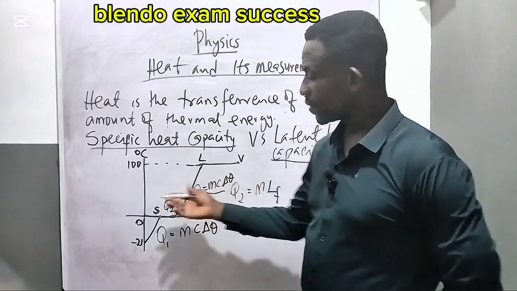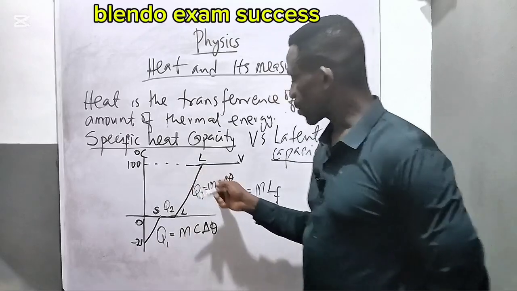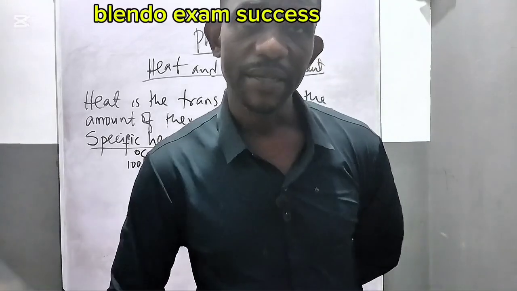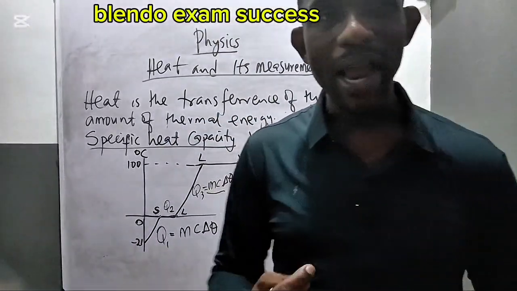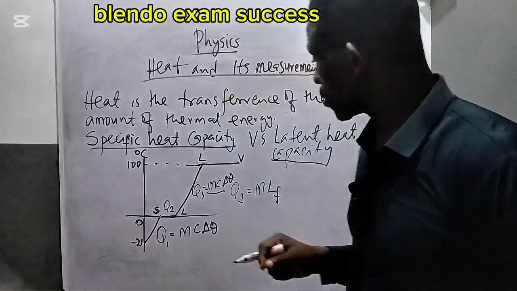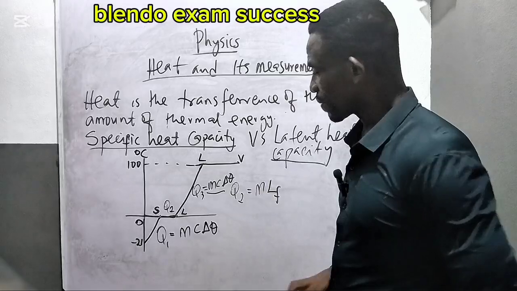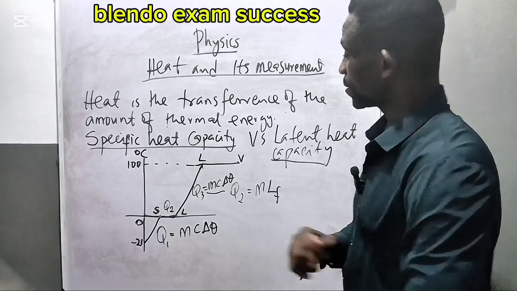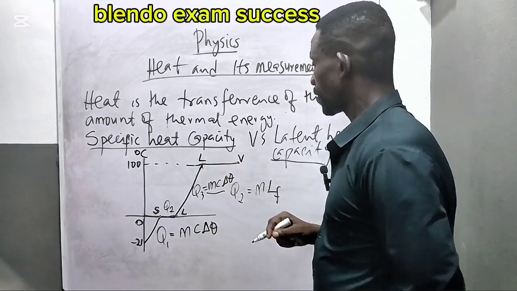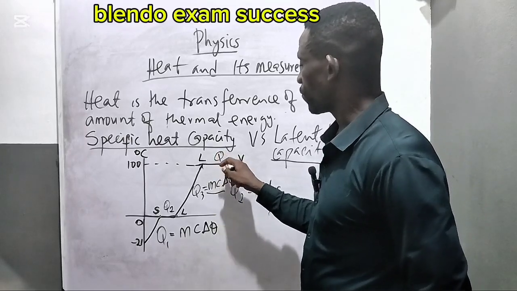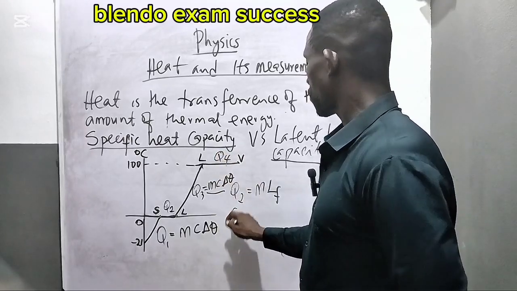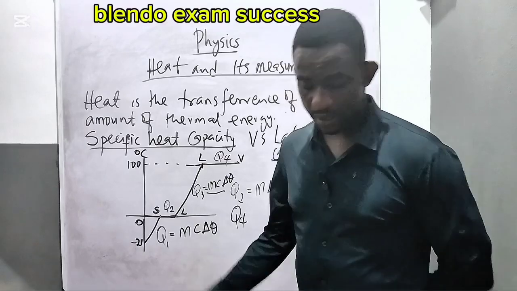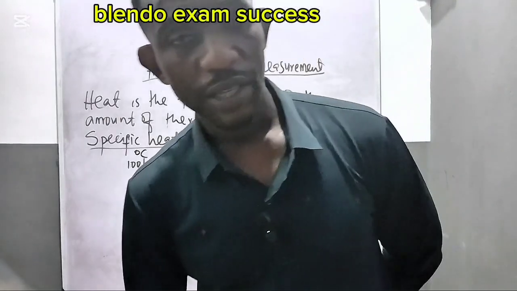So long as we have change in temperature, we must talk about specific heat capacity, because specific heat capacity is the quantity of heat required to change the temperature. Now, we get to the vapor phase, liquid to vapor. At this point, you call it Q4. For Q4, the temperature is also constant. That is the boiling point of water, 100 degrees Celsius.